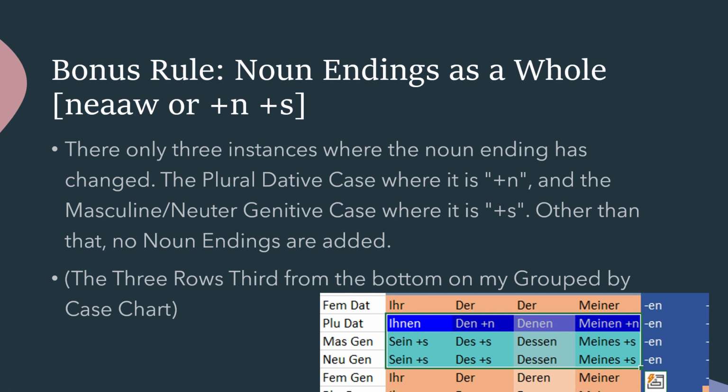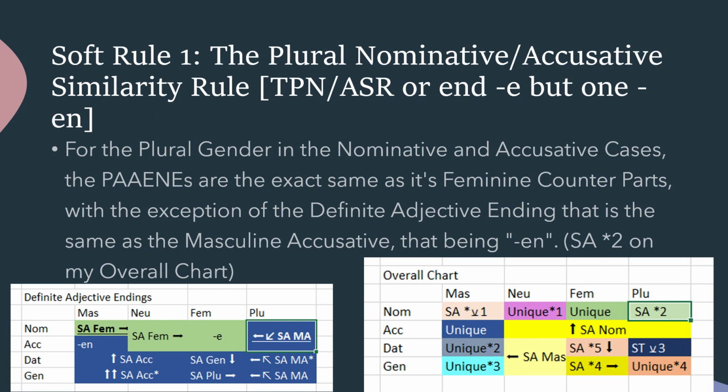Denen schuen. Huh. I don't know. Well, regardless, if it's not a plural dative, masculine genitive, or neuter genitive, then you're not using any noun endings. Those are the only instances for the noun endings. So now we're moving on to the soft rules.